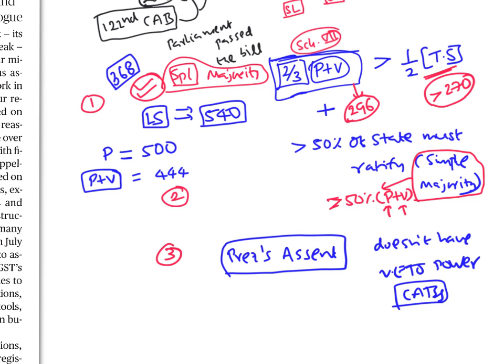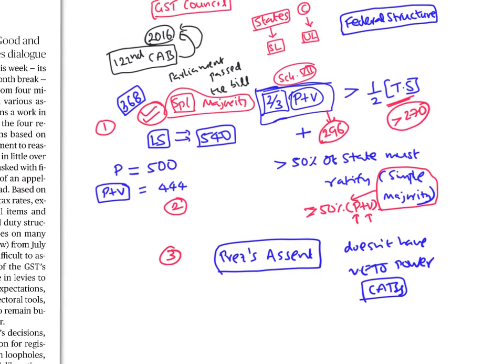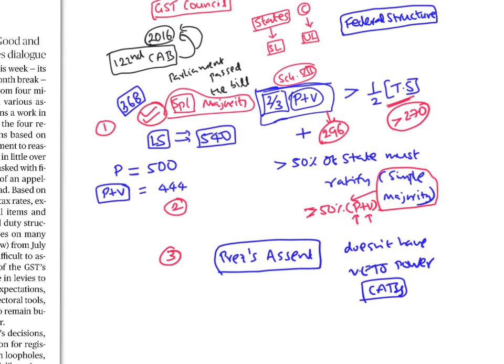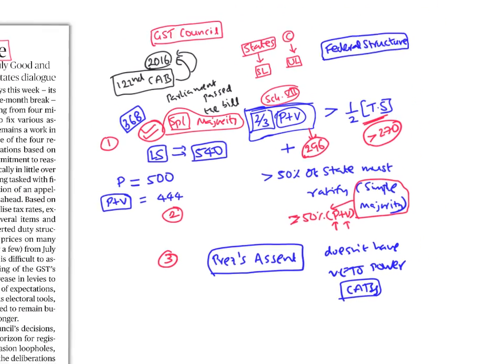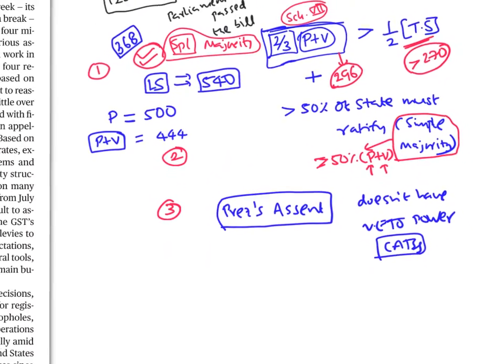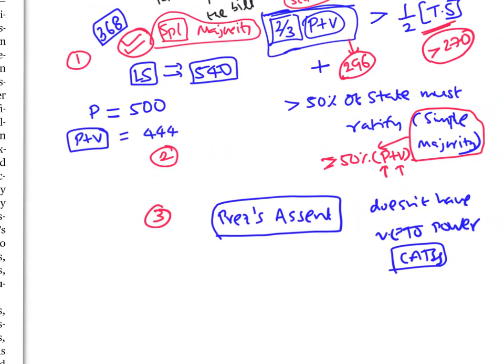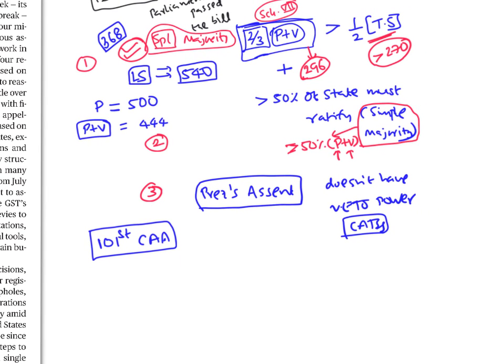So this way, in 2016, this constitutional amendment bill, 122nd constitutional amendment bill, was approved by the president finally, and it became 101 Constitutional Amendment Act. I hope you have got it right. So now the Constitution was amended.